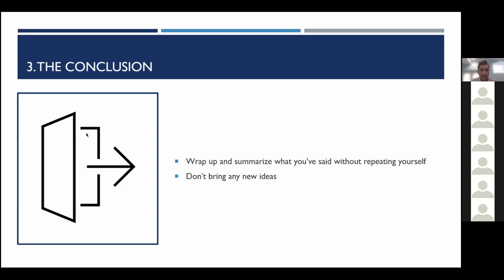The second thing that's important with the conclusion is that you're not bringing up new ideas. Like we mentioned, each body paragraph has one idea, and that's where the ideas are, right? So in your conclusion, you're just summarizing what was already said. You're not coming up with new ideas or bringing anything new to that essay.